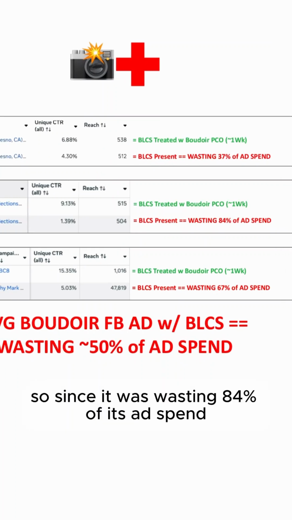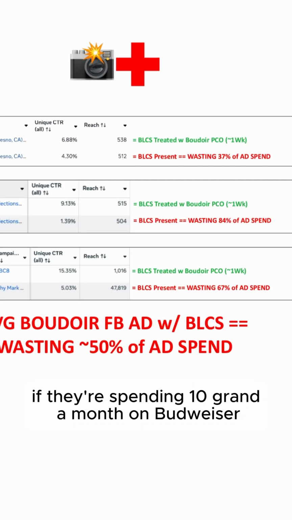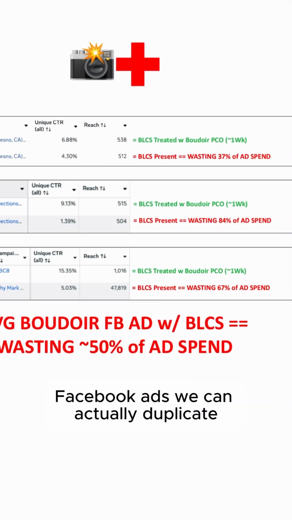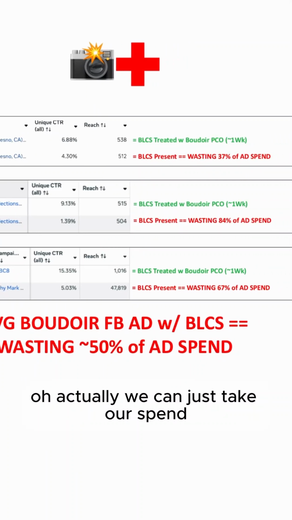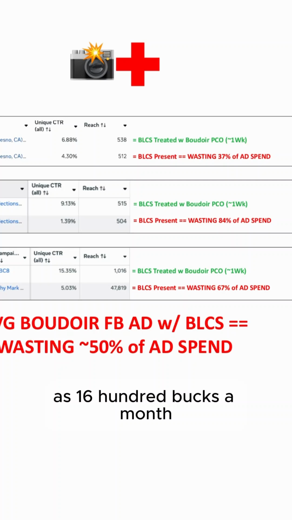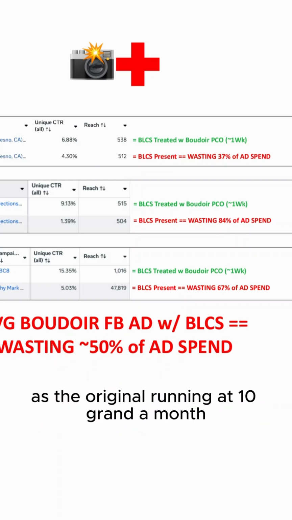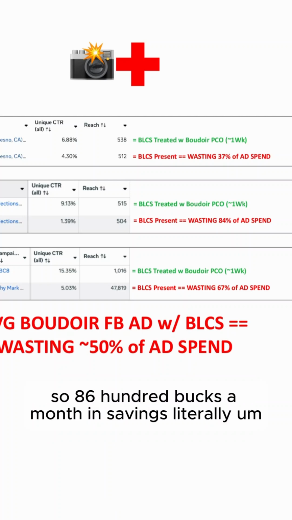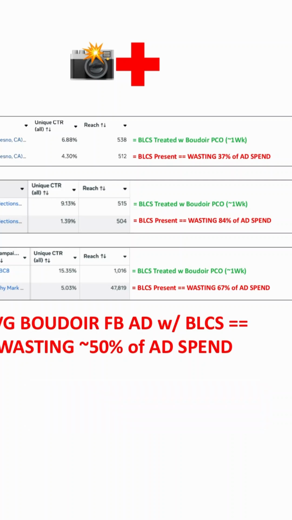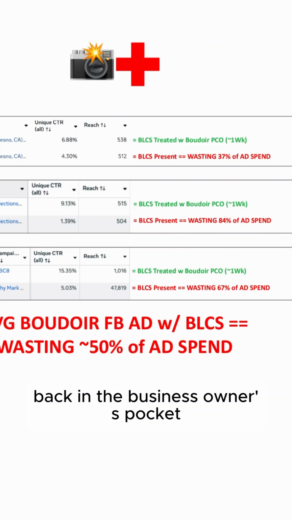So since it's wasting 84% of its ad spend, if they're spending 10 grand a month on Boudoir Facebook ads, we can just take our spend, put it on the Boudoir Pico treated ad at $1,600 a month and get our ad into the same number of women's brains as the original running at 10 grand a month. So $8,600 a month in savings. Literally, what's that, 100 grand in the next year, kind of like phantom profit back in the business owner's pocket.